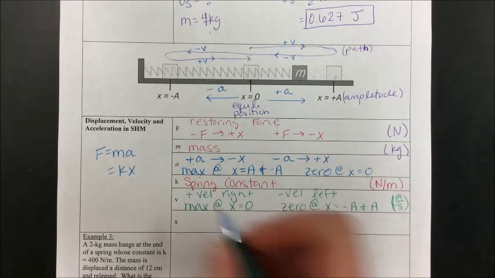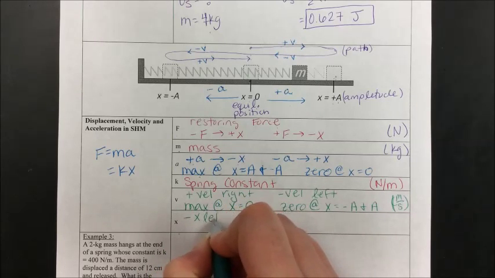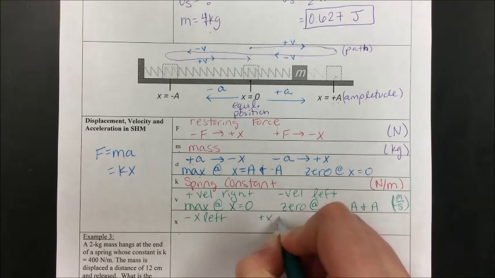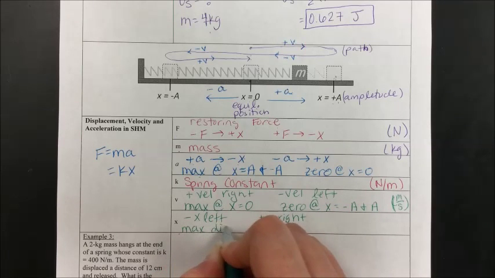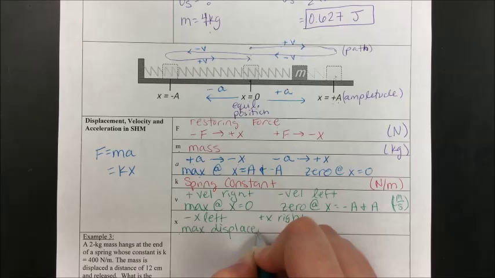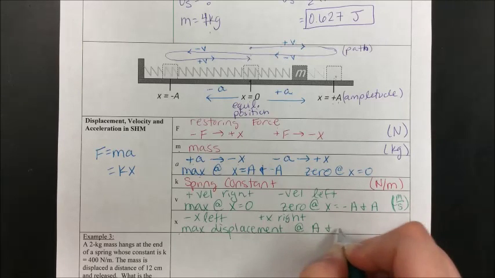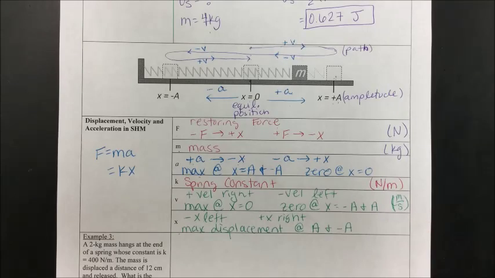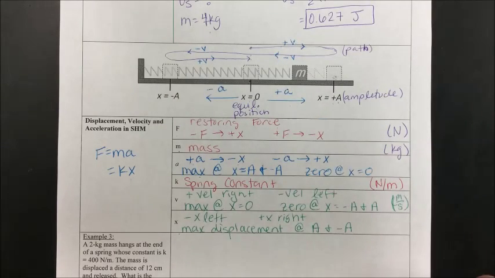And then your x. For our directions, negative x is to the left, positive x is to the right. And just a reminder that max displacement is at A and negative A. So our amplitudes are going to be our max displacement.